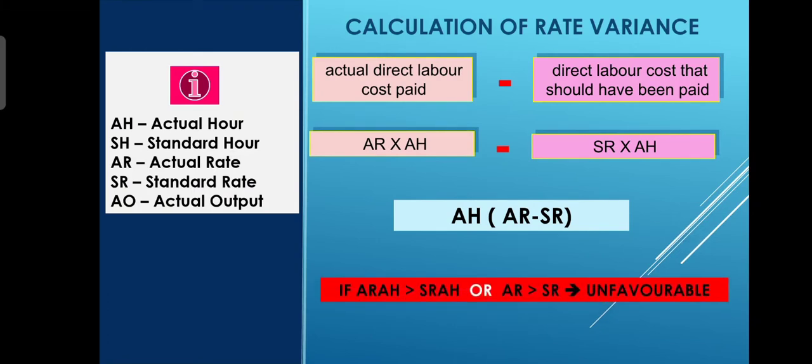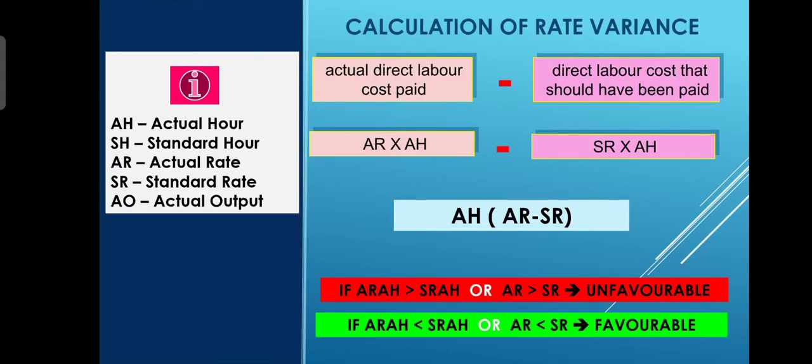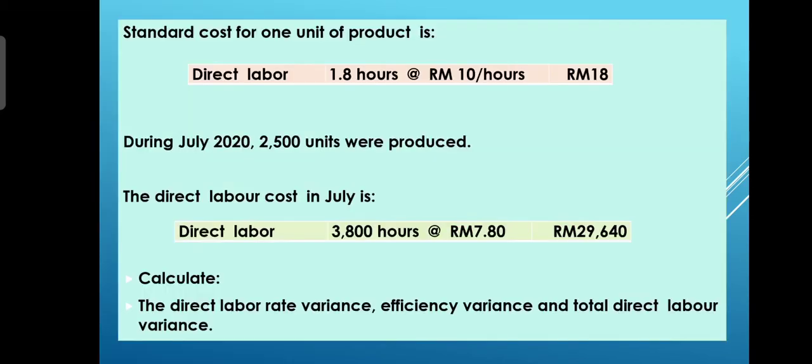If the ARAH is more than SRAH or the AR more than SR, you will get the unfavorable variance. But if ARAH is less than SRAH or AR is less than SR, you will get favorable variance. Let's use this question to calculate the rate variance, efficiency variance, and total direct labor variance.